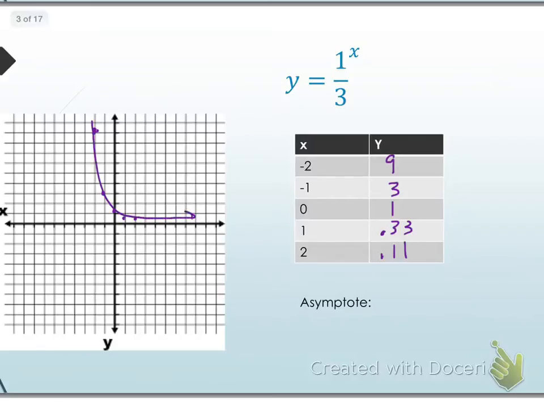Okay, so if I look at my table, I can move up and down in my table. I'm going to get closer and closer to 0, but I'm never going to hit 0. So we've got y equals 0 as my horizontal asymptote again. So it's this line that it's not crossing.